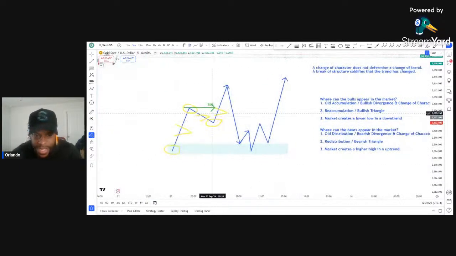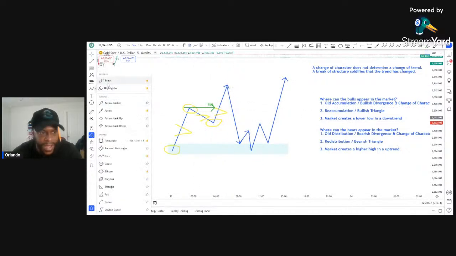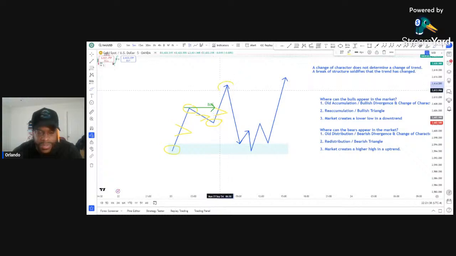Okay, this is a break of structure right here, right? So now you've got an accumulation, reaccumulation that led to a bullish break of structure and created a high, right? Now here's the deal. This is a distribution. Guess what? This is a bearish divergence and change of character internally. The market went down, right?